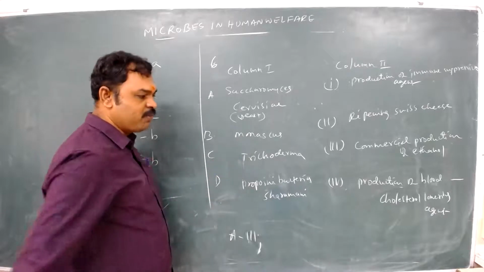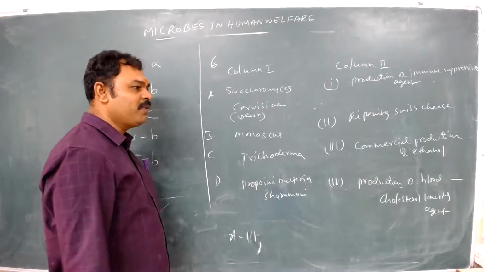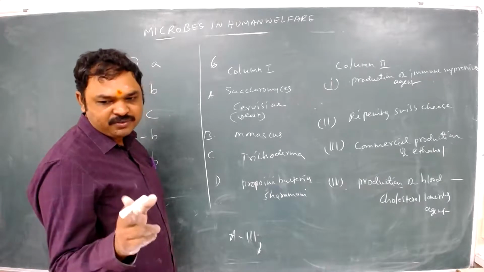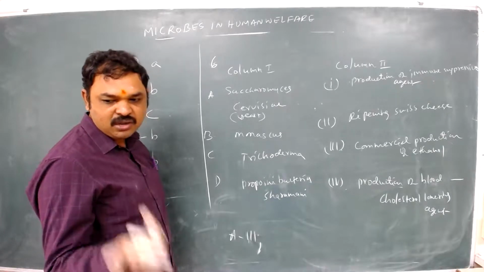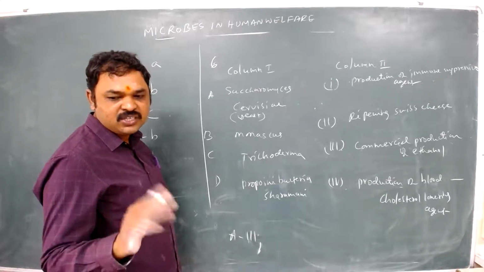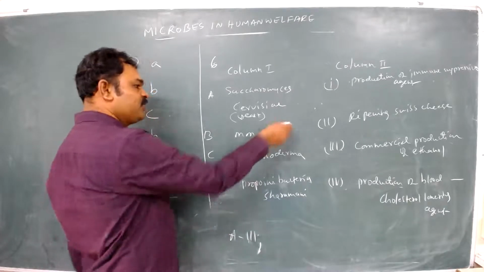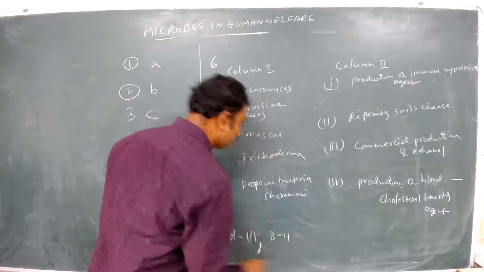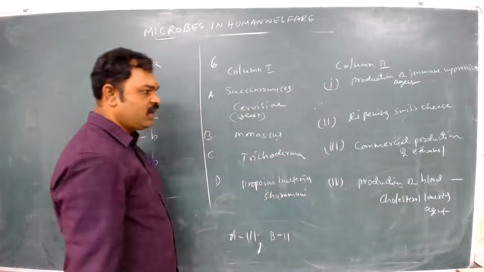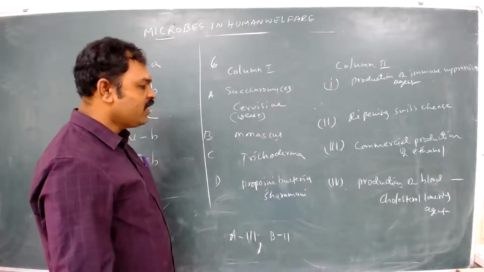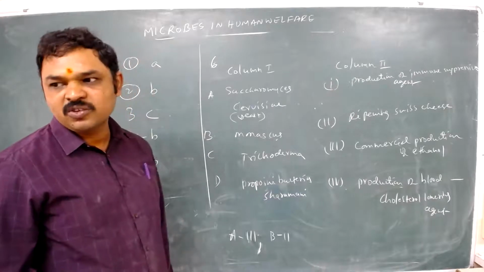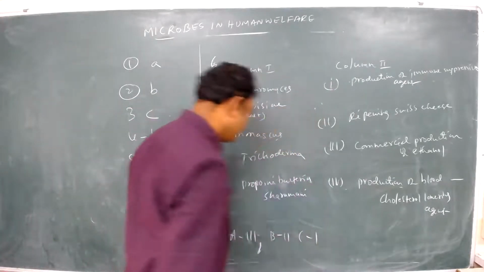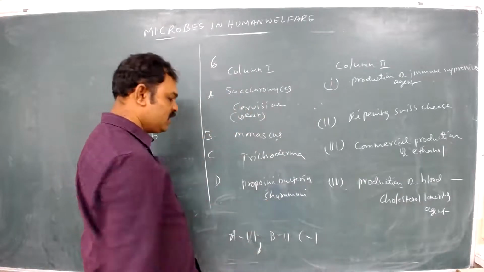Monascus purpureus, what purpose is it used for? Cheese? There are two types of cheeses, Swiss cheese and Roquefort cheese; Roquefort is Penicillium roqueforti. Swiss cheese is ripened by Propionibacterium, so that is 2. Trichoderma polysporum produces cyclosporin A, an immune suppressive agent. So C is 1. Next, Propionibacterium sharmanii.